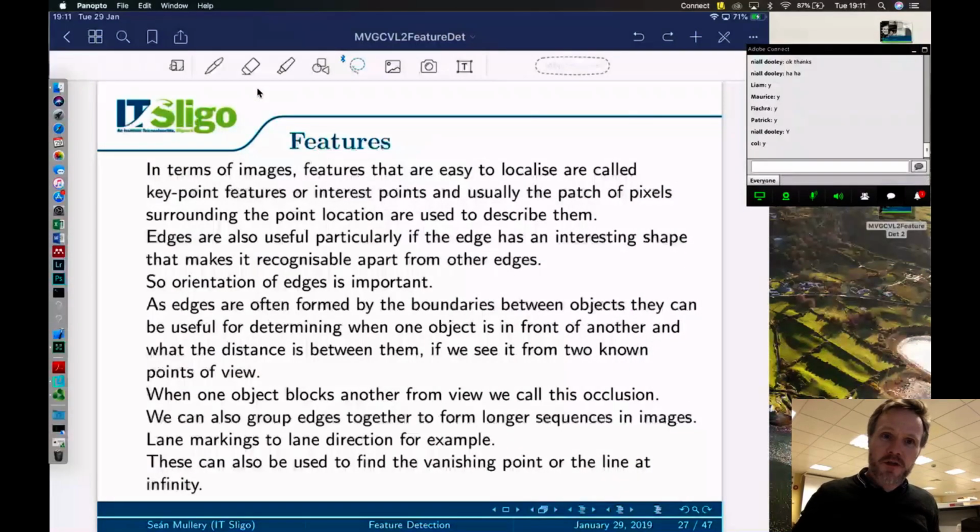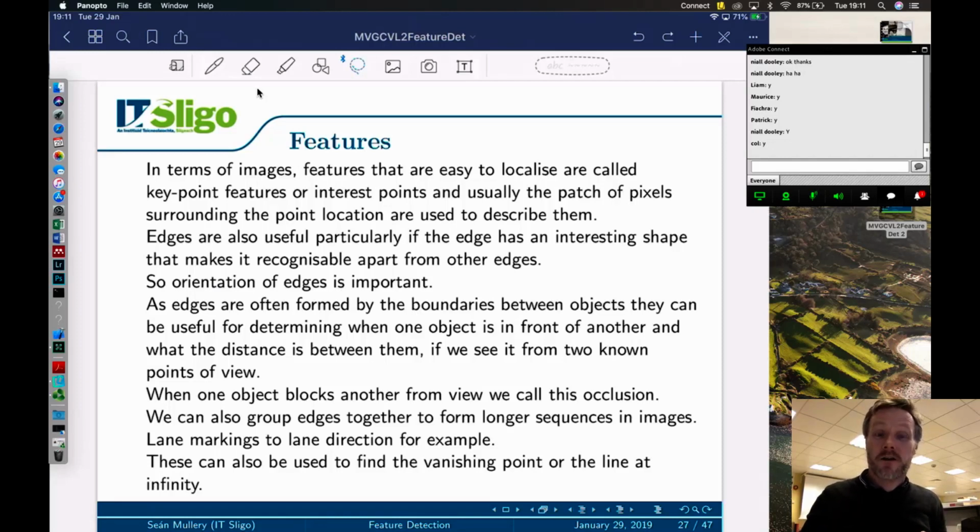In terms of images, features that are easy to localize, and by localize I mean we're able to tell exactly where the feature is, are called key point features or interest points, and usually the patch of pixels surrounding the point location is used to describe them. We can't normally tell anything from an individual pixel, because it's just a brightness value. It's the combination of a certain number of brightness values beside each other, their relationship to each other, that's important, rather than specifically the brightness.